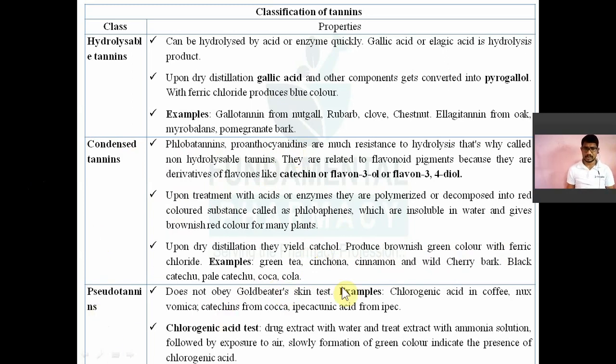Now the next one is the pseudo tannins. They will not obey the Goldbeater's skin test. For example, chlorogenic acid from coffee, ipecacuanhic acid from ipecac. I can ask you about chlorogenic acid or ipecacuanhic acid or catechins. They are the examples of the pseudotannins. Pseudotannins will give the chlorogenic acid test.